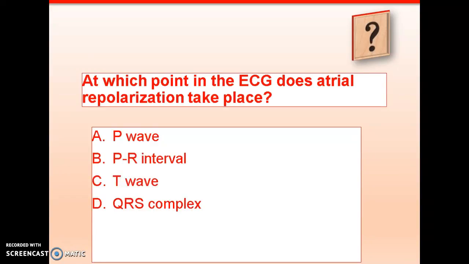At what point in the ECG does atrial repolarization take place? That's the QRS complex, and we can't see it because that's when the ventricle depolarizes.